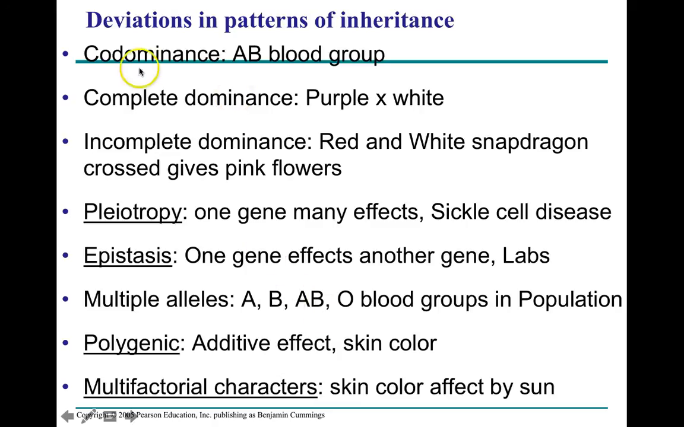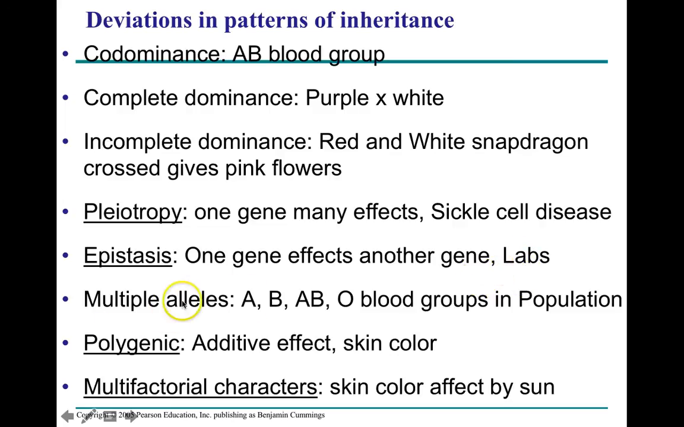Other patterns of inheritance, or deviations from this complete dominance pattern, are codominance, which is seen in AB blood group. A person with AB blood group is not showing complete dominance, but it is actually codominance. Incomplete dominance means there will be two alleles, but together they show a third trait. Pleiotropy is one gene, many effects. Example is sickle cell disease. Epistasis is one gene affecting another gene. You have to remember the Labrador dogs.